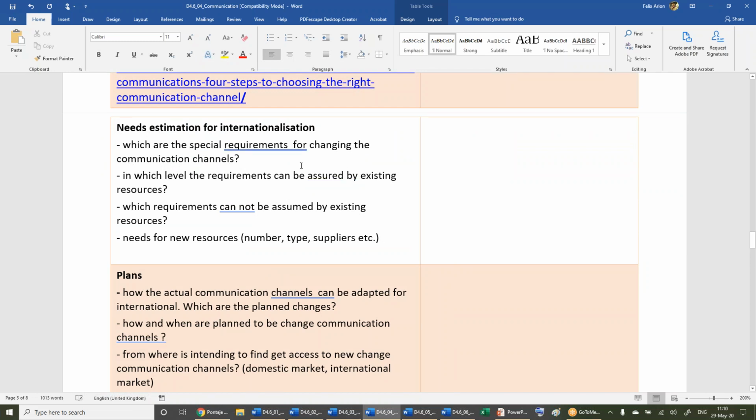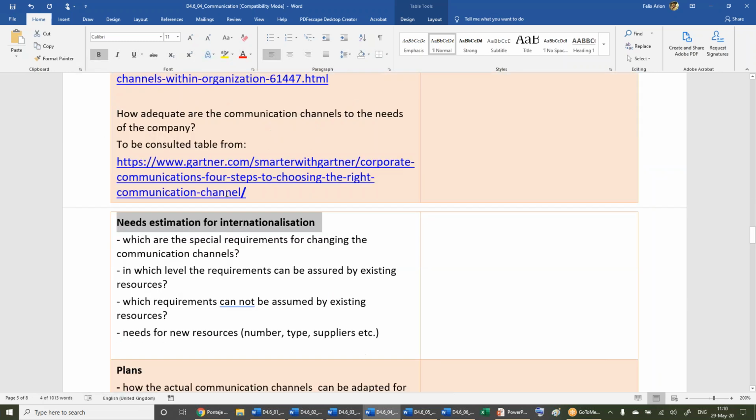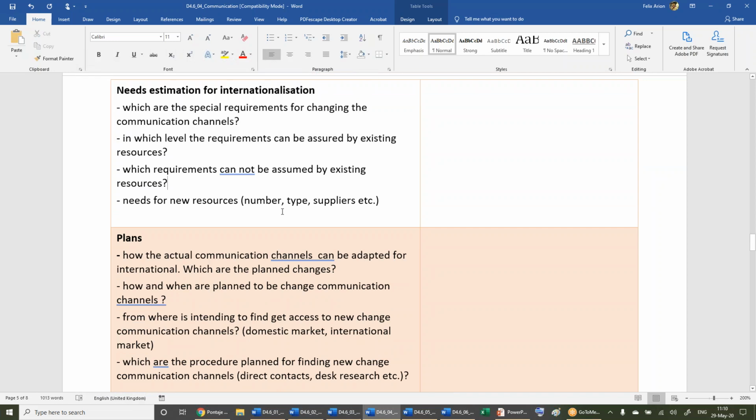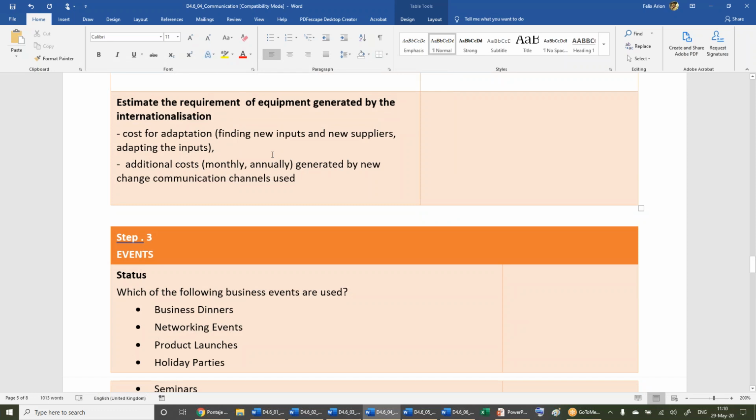Then we are thinking about the needs, if there is some need of changing the channels of communication. For instance, if you have face-to-face communication on the local market, it will be quite complicated to have local face-to-face communication for other companies or from other countries. So you probably think about creating different kinds of communication channels, how you plan to do it, and also which are the risks and how the risk is expressed in financial terms.